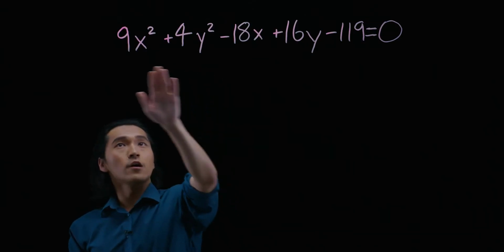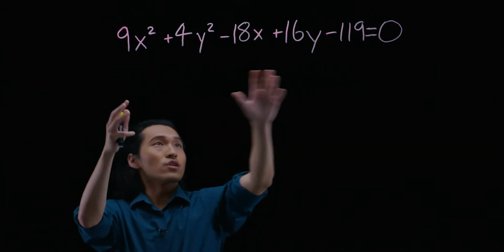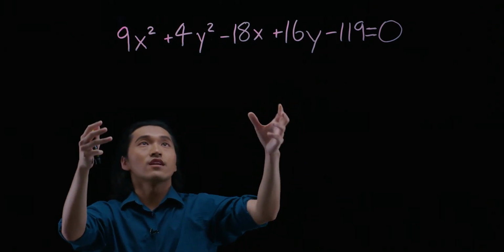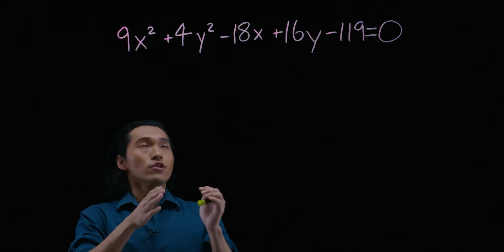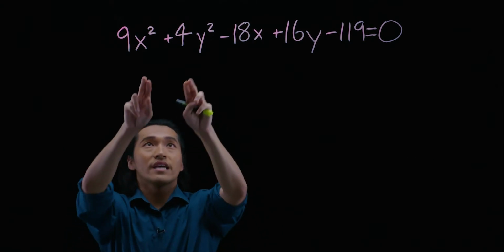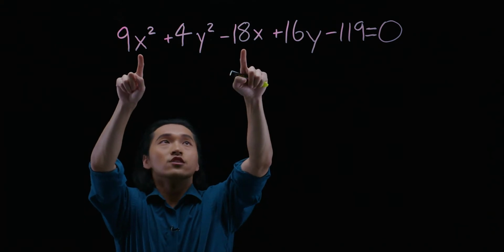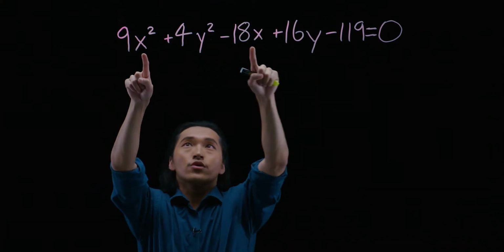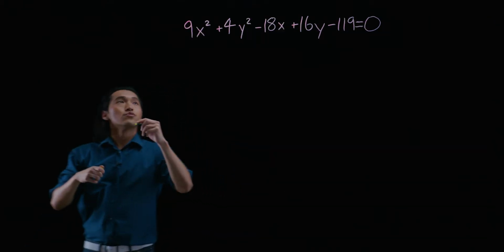So in order to figure out what this really graphs, we need to first rearrange this to fit it into the standard format for circles, ellipses, and hyperbolas. In order to do that, we need to complete the square for the x's and the y's. The first step is to rearrange this a bit so that we group the x's together and we group the y's together. So let's do that right now.